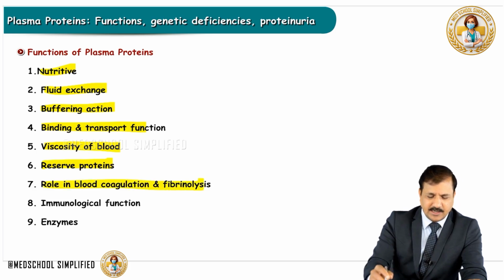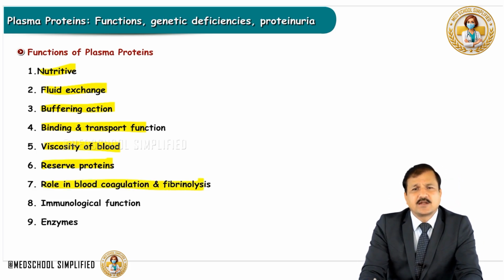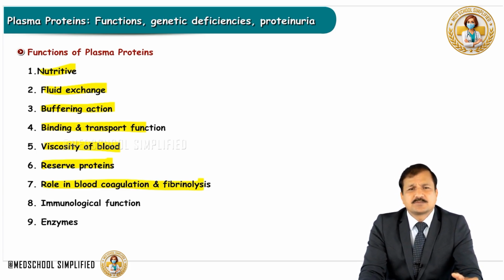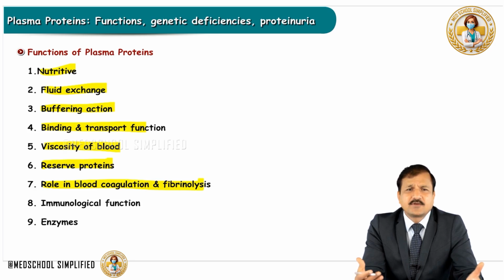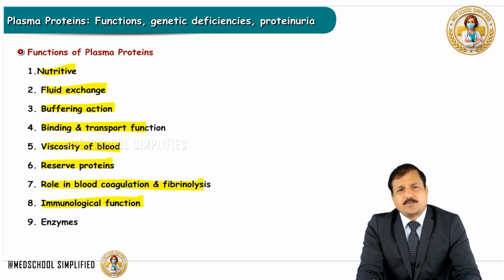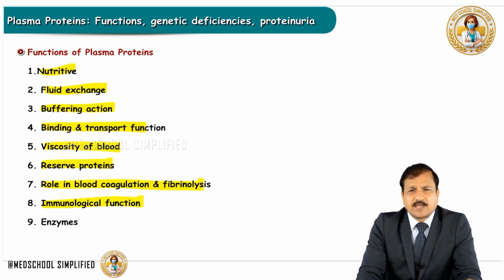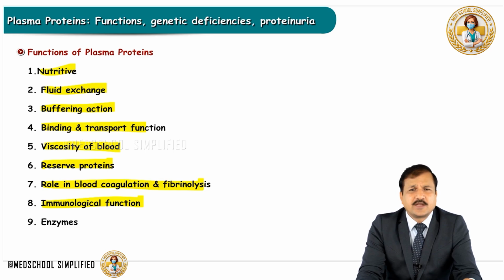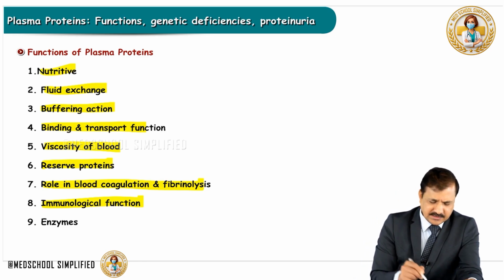And also they participate in blood coagulation and fibrinolysis because we have clotting factors in the plasma, including fibrinogen and other clotting factors, which all participate in the coagulation process. They also participate in immunological mechanisms, that is defense against invaders, especially the gamma globulins, which are IgG, IgM, IgD, IgA, IgE. All of them basically protect our body by acting as defense proteins.